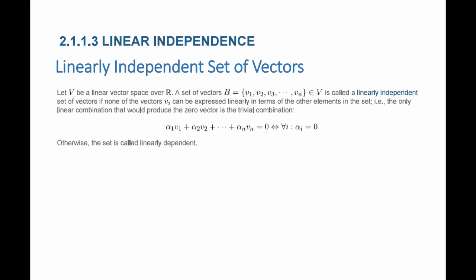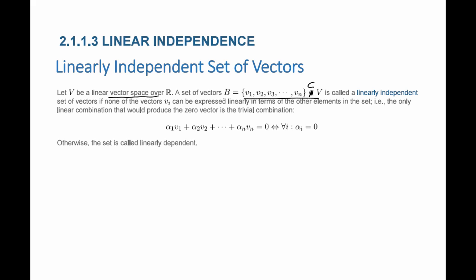So the formal definition of linear independence is as follows. If V is a linear vector space, and I have a set of vectors B with n vectors, this is a subset of V. B is called a linearly independent set of vectors if none of the vectors can be expressed linearly in terms of the other elements in the set.